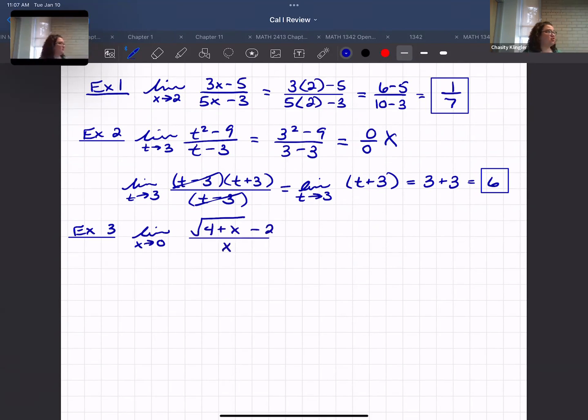So again, I would still try direct substitution, but that's going to give me a problem because I would have 0 in the bottom. So whenever you see a radical, multiply top and bottom by its conjugate. So I'm going to multiply top and bottom by the square root of 4 plus x plus 2. Whatever you do to the top, you have to do to the bottom.